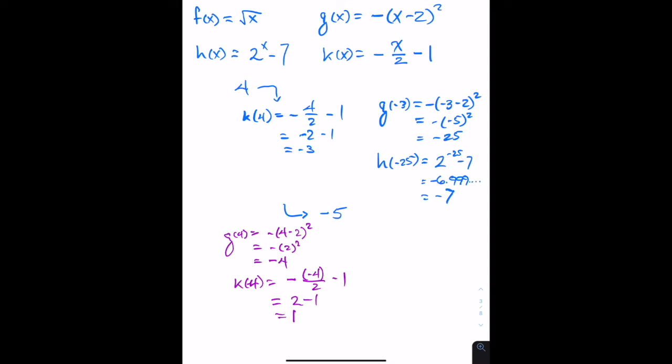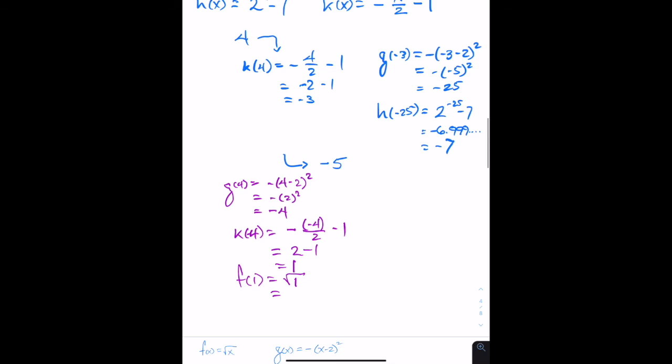Okay, let's see. Next place to go? How about f of, we know what f of 1 is, right? Because the square root of 1 is 1. So we're just going to say f of 1. And that's going to be the square root of 1, which ends up being 1. H of 1 is going to be 2 raised to the 1 power minus 7. Well, that's 2 minus 7, and that's negative 5. We did it. We started with 4, ended up going G, K, F, and H, and got negative 5.